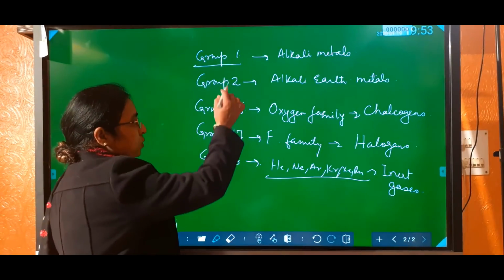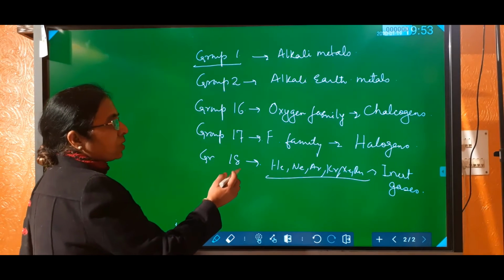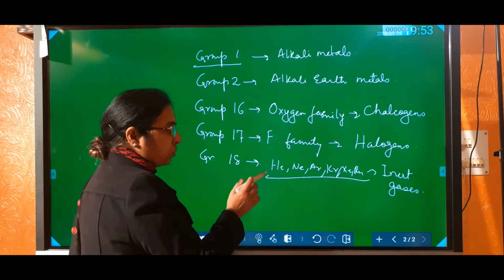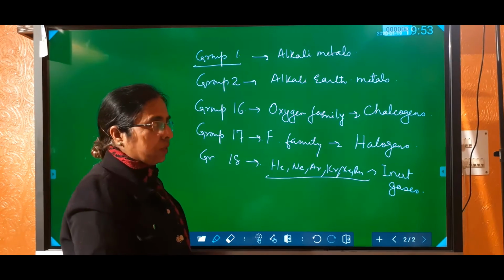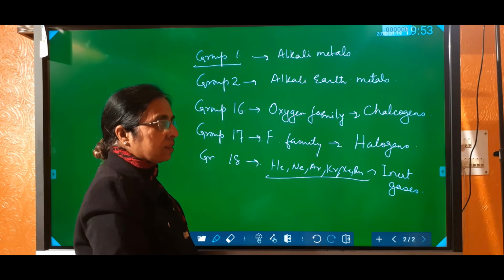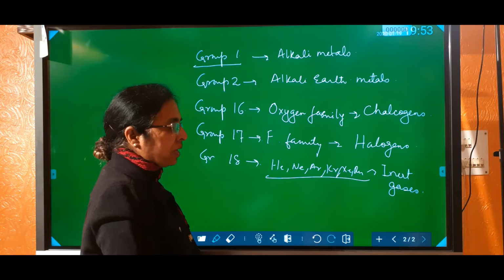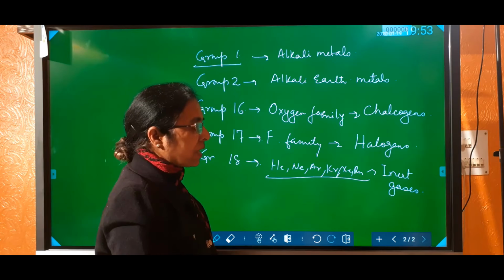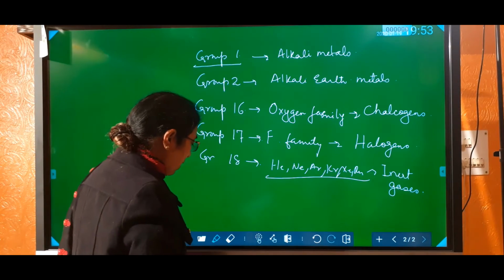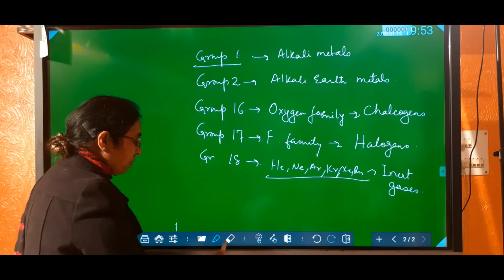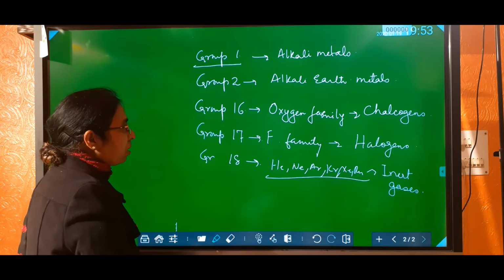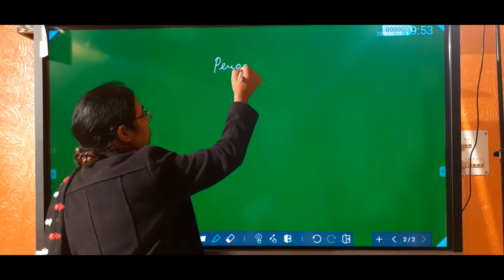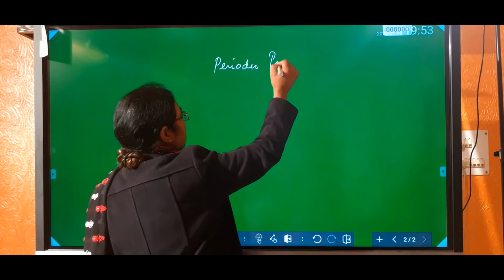You should remember the names of these groups, what these groups are known as, and you should also remember that the first period is a very short period, the second and third are short periods, the fourth and fifth are long periods, and the sixth and seventh are known as very long periods. Now let us see some periodic properties. What do we mean by periodic properties?